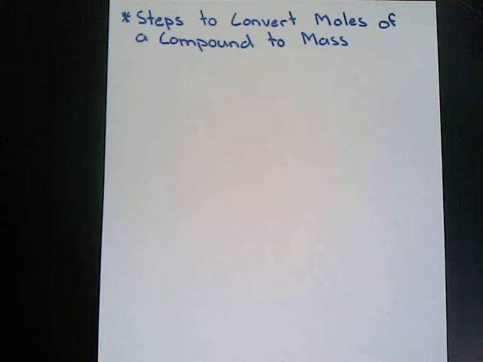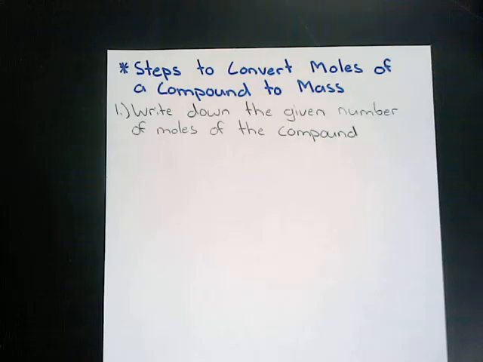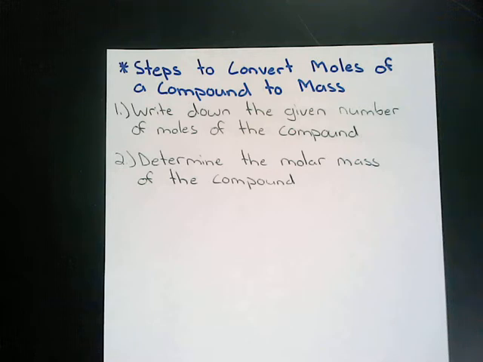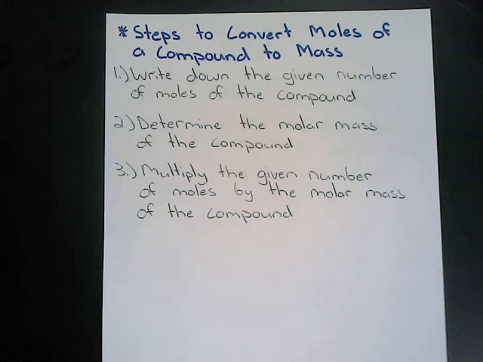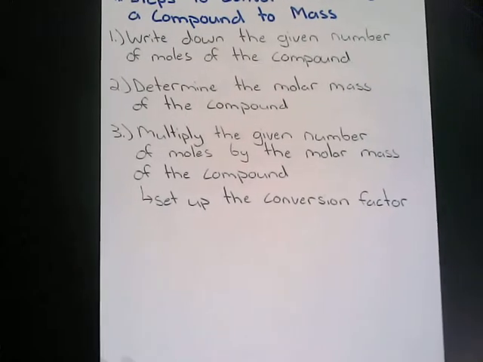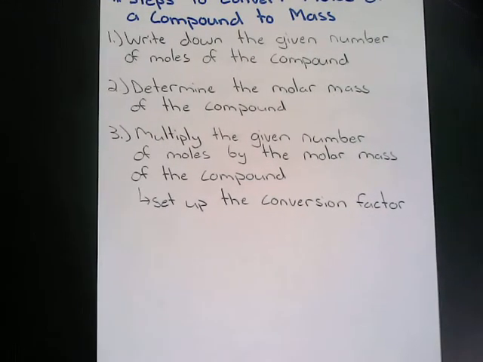But to do this, to go from moles to mass of a compound, we need to, in step 1, write down the given number of moles of the compound. The second step is determine the molar mass of the compound. So step 2 here is exactly what we just showed you on that previous example. Now step 3 is to multiply the given number of moles by the molar mass of the compound. Now step 3 here can really be simplified into setting up the conversion factor. And then that fourth and final step is to calculate and show the correct unit, which will be in grams.